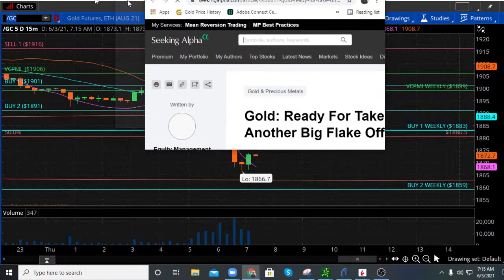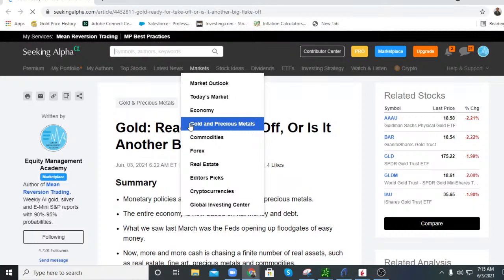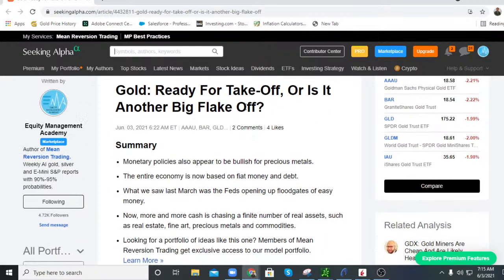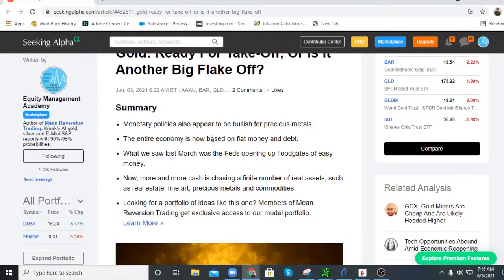I want to share with you the latest report that we published in the Associated Press this morning on Seeking Alpha, titled "Gold Ready for Takeoff, or Is It Another Big Flake Off?" This was published on June the 3rd at 6:22 a.m., and it was written actually as of the close of yesterday. Summary: monetary policies also appear to be bullish for precious metals.